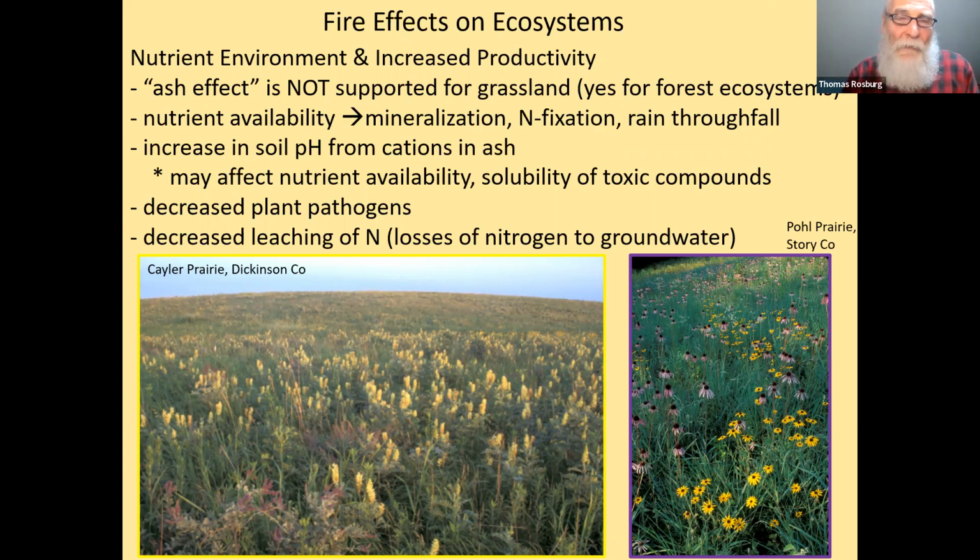A little bit more on the nutrient environment, because this is really important. Because there's this fallacy out there in the tallgrass prairie that when you burn the prairie, the ash that results is a fertilizer that helps to increase the productivity, which we see almost all the time. That is not supported for tallgrass prairie.